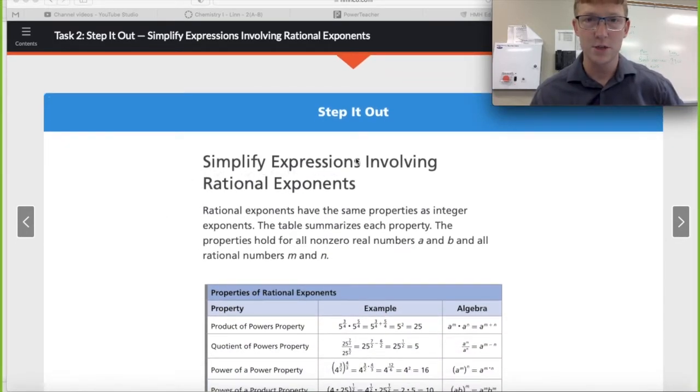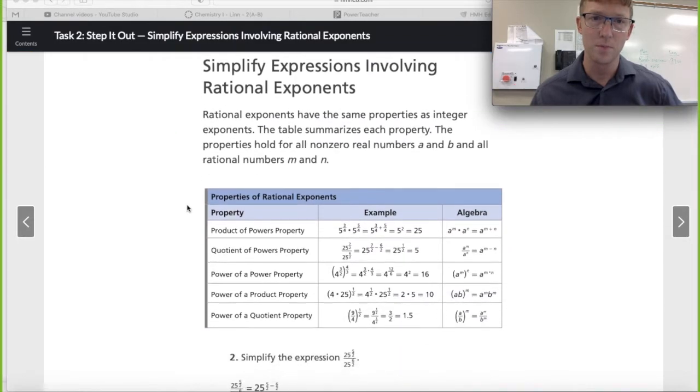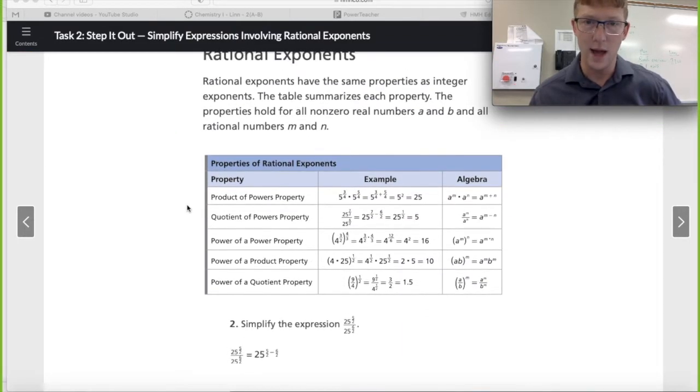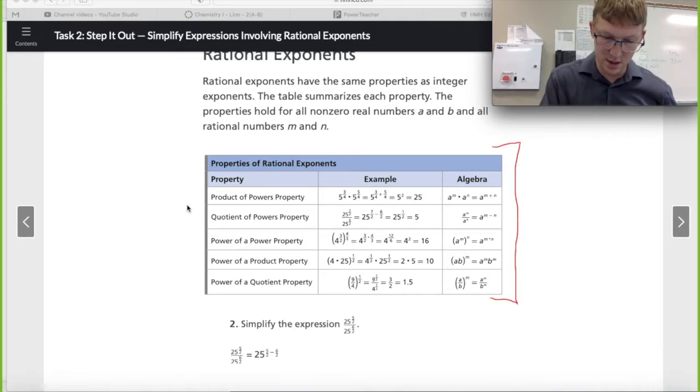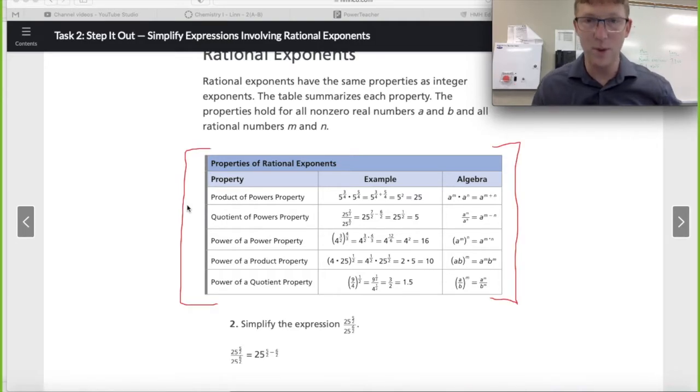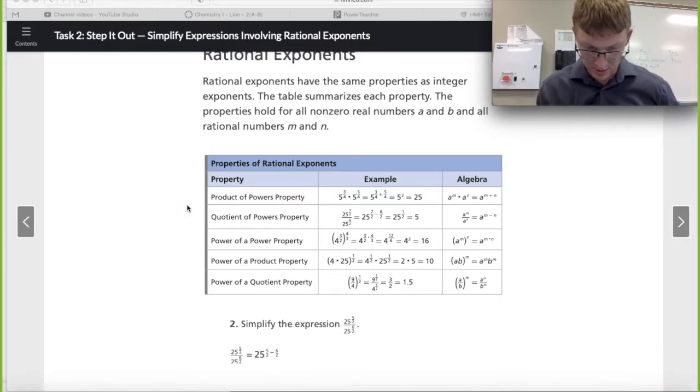So simplify expressions involving rational exponents. So here we have everything we need to know. Again, this is basically the entire lesson right here. So if you can do this part, you're good to go. And this one also labels each property. That's never something that I will tend to test you on.